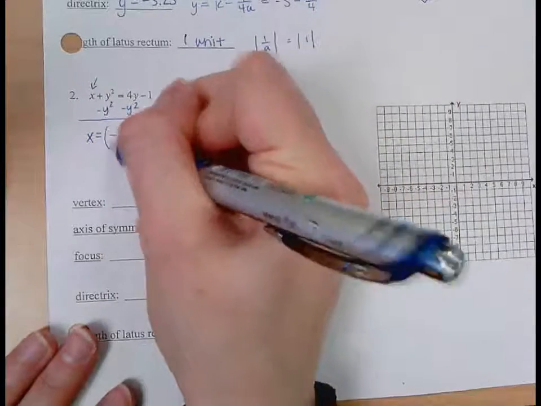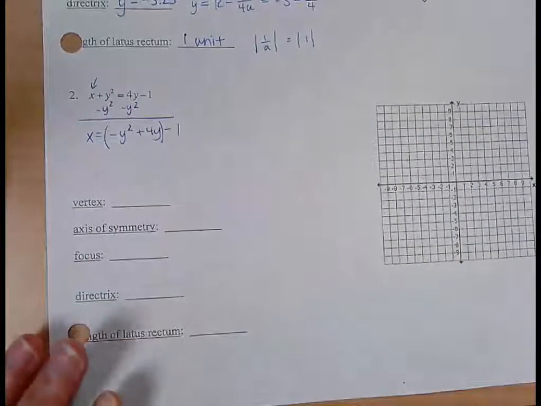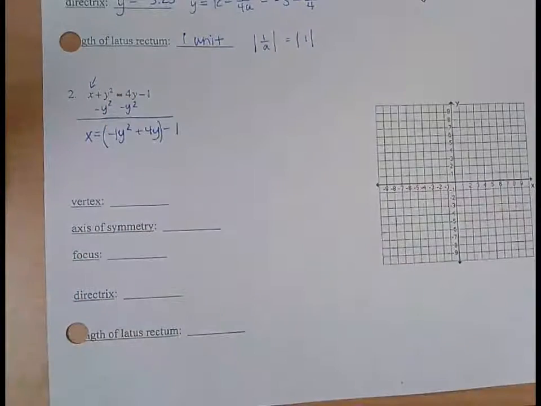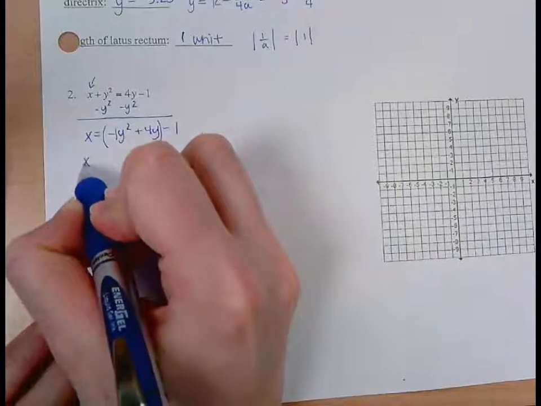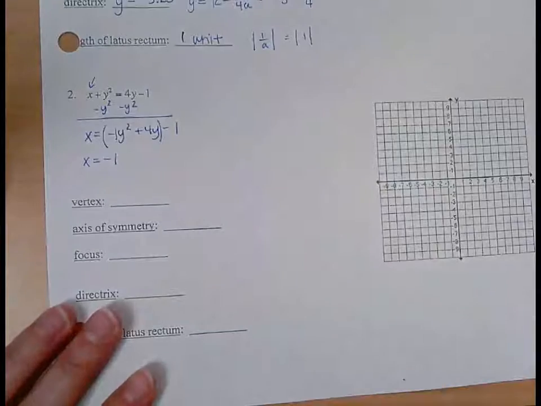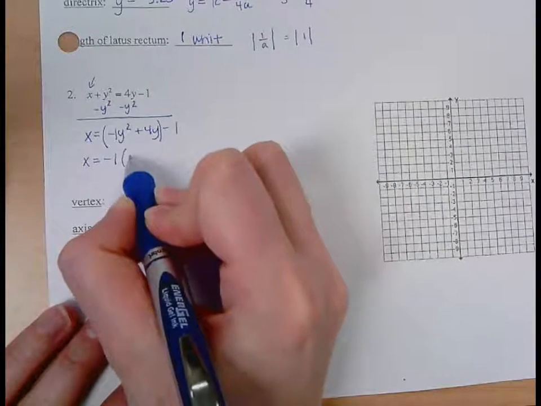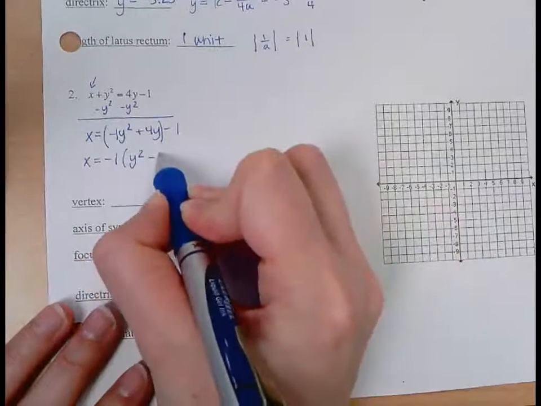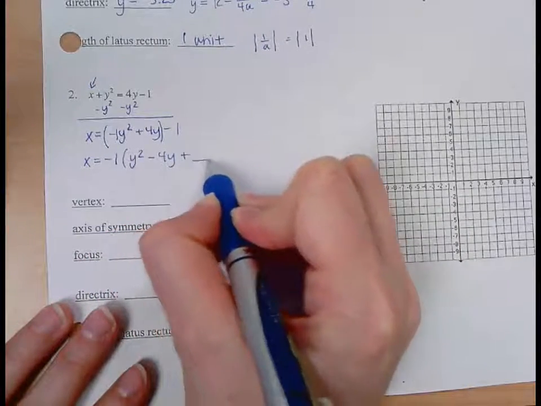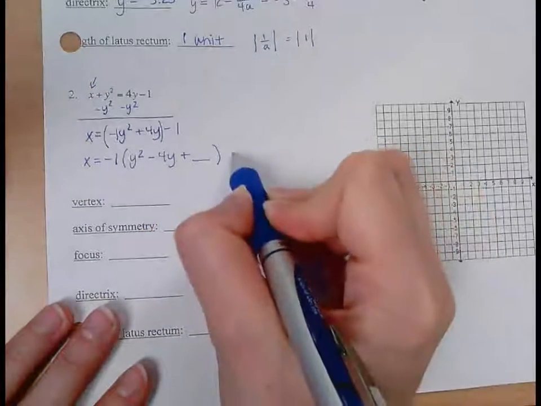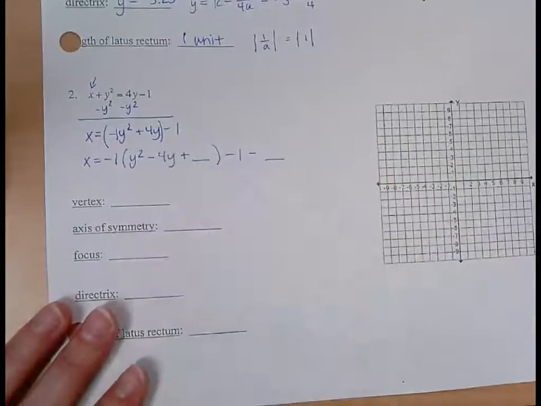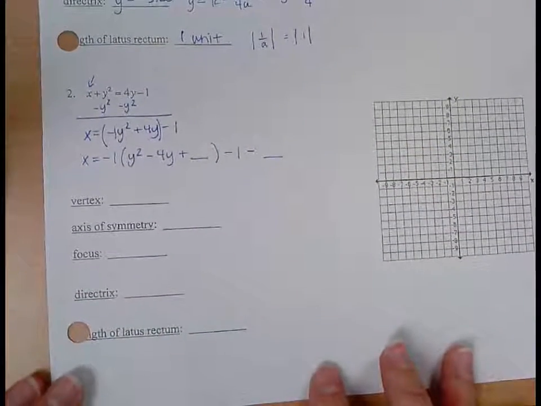I group the y terms together, and before I can complete the square, I do have a negative 1 in front of that y squared that I'm going to have to factor out. So I would have x equals negative 1 in front, or just a negative in front. And then in parentheses, I have a positive y squared. The positive 4y is now minus 4y. And then I'm going to put a plus blank right away to complete the square. I still have a minus 1 at the end. And then minus whatever quantity gets added to the inside.